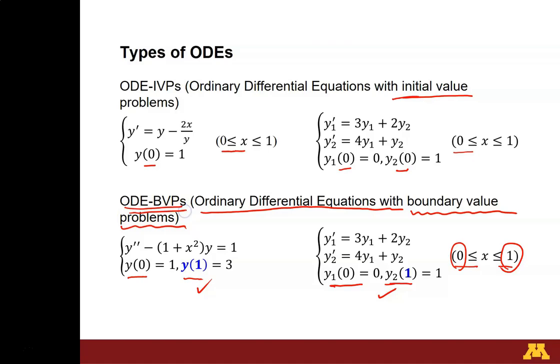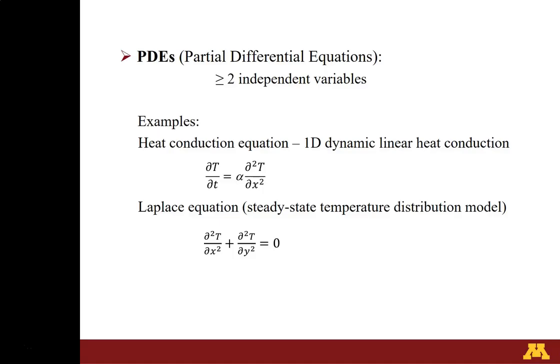simply called ODE-BVPs. Partial differential equations, also called PDEs, have two or more independent variables. For example, the heat conduction equation involves two independent variables, time and x location. Another case is the steady-state temperature model. It's about the temperature at location x and y. Now let's focus on the ODEs with initial value problems.